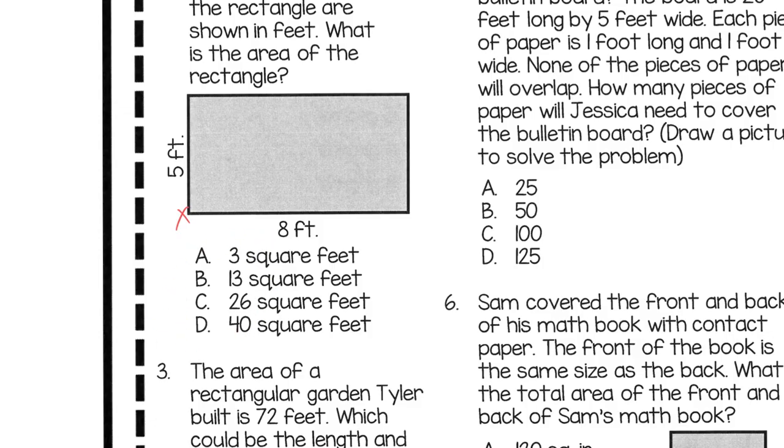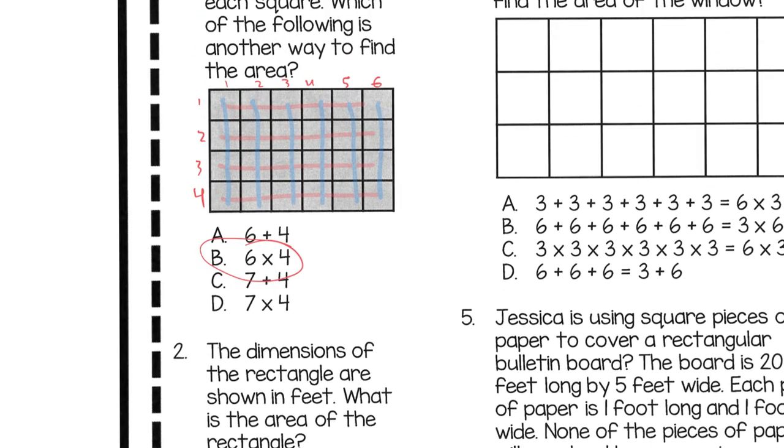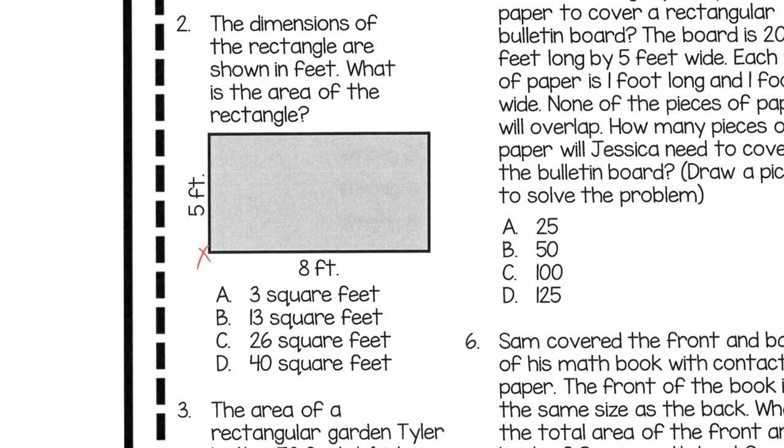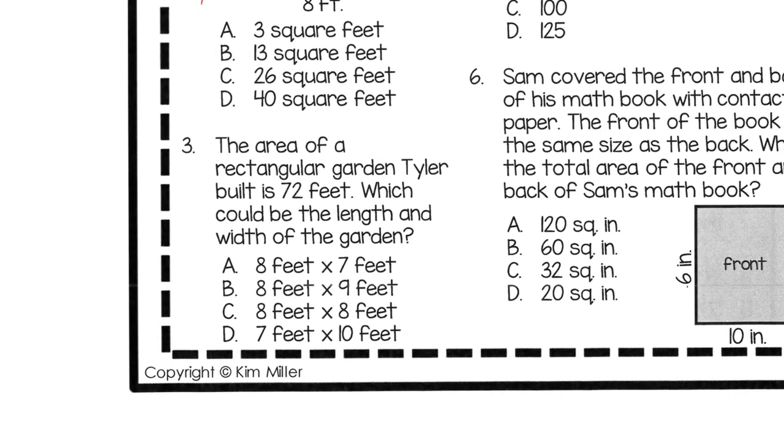And whenever you get area, our units are not going to be feet, they're going to be square feet. Because up here, if you're looking at my area, I'm trying to figure out how many squares cover an object or a shape. So if I'm trying to figure out how many squares cover this rectangle, then I can say that the answer is going to be in square feet. So area is always in square feet. Multiply 5 times 8, write your answer, and then you can move on to number 3 with me.